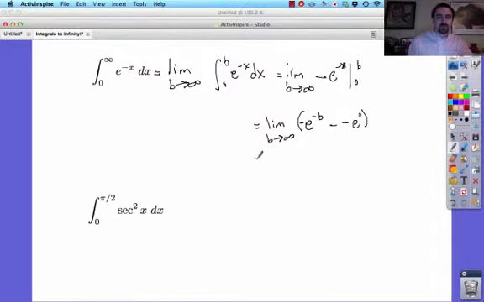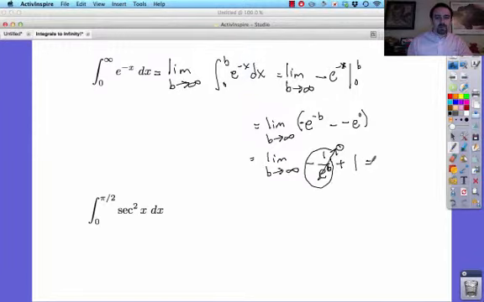The limit as b goes to infinity of negative e to the negative b minus negative e to the 0. Well, that's simply the limit as b goes to infinity of negative 1 over e to the positive b, plus 1. So as b goes to infinity, the denominator goes to infinity, so this entire fraction goes to 0, and that goes to 1. So the area under this curve is 1, even though from 0 to infinity, e to the negative x is going on forever. Okay. Let's take a look at this one.